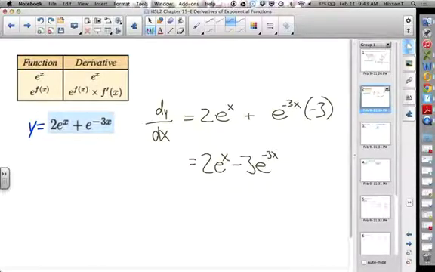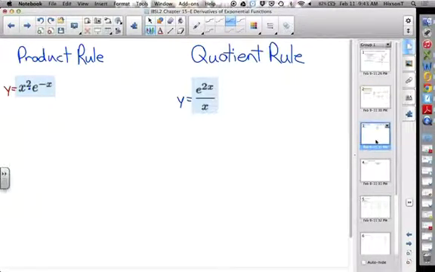All right. So not too bad. Let's take a look at some other contexts here. Here's a context where we're going to need to use the product rule. We have x squared times e to the negative x. Here's a context where we have to use the quotient rule, e to the 2x over x.